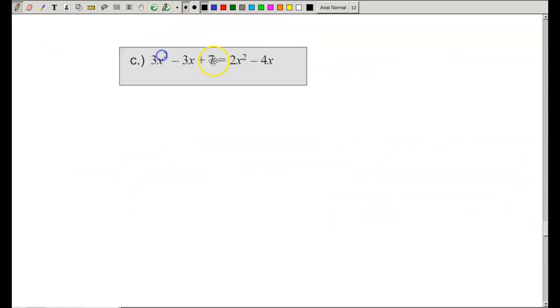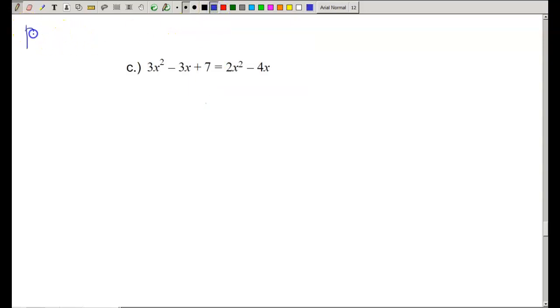All right, so here's another practice problem. Same thing. Go ahead and see if you can solve it. Pause the video, and then we'll go over the answer.